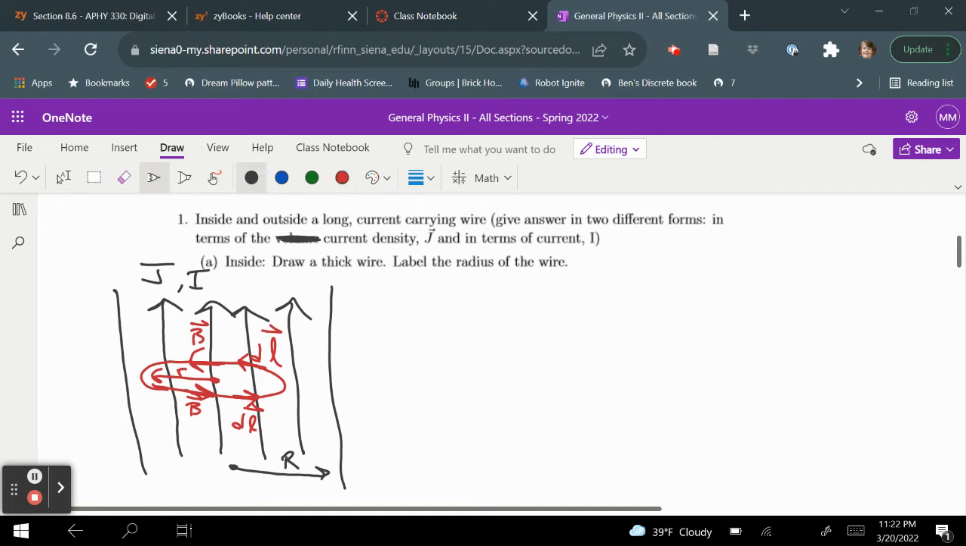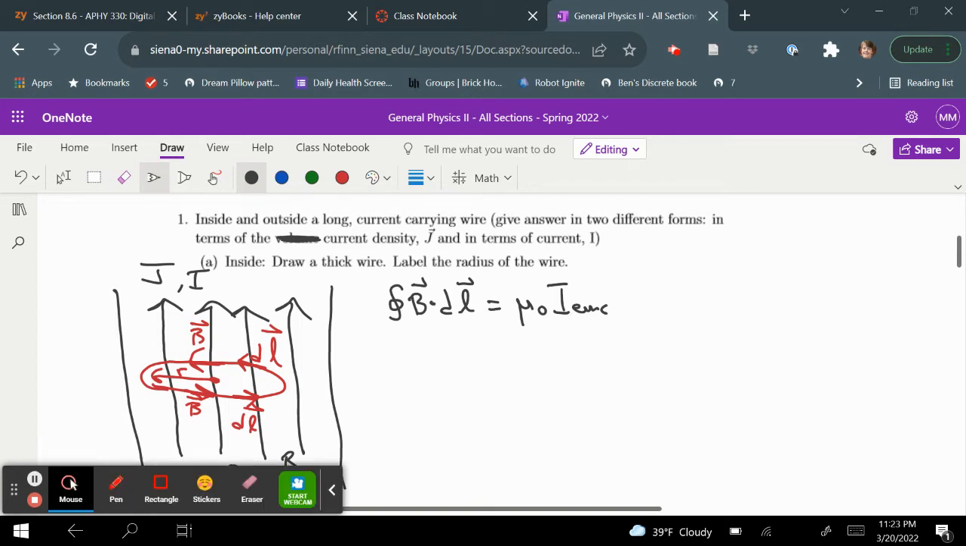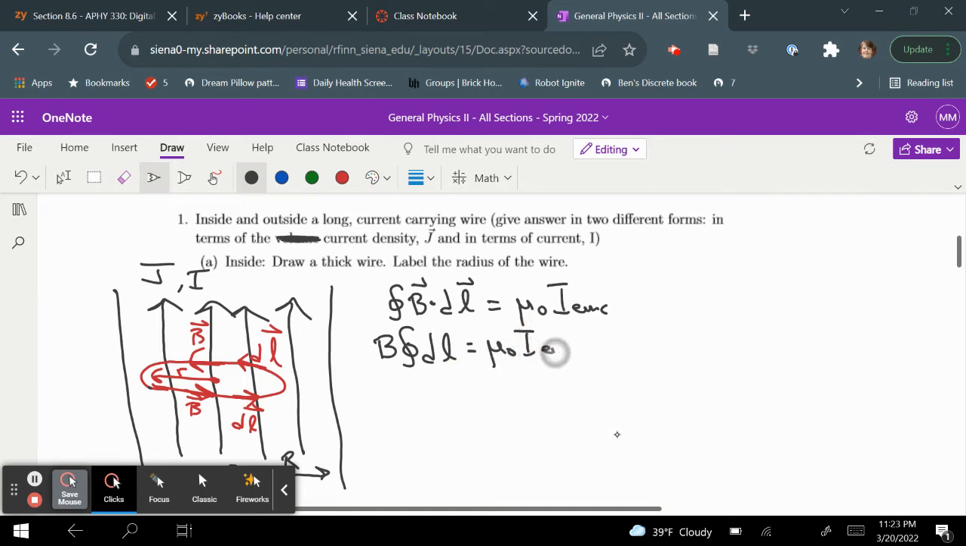And so I'm going to write out my equation. So I'm going to have the closed loop integral of B.dl. These are both vectors. This is a closed loop. And that's equal to mu naught I enclosed, meaning the current that's enclosed. And so I know all along my loop here, I have B, which is a constant. So I'm going to be able to pull a B out. And then I have dl, so I'm going to have the integral around a closed loop of dl, and that is equal to mu naught I enclosed. So my dl integral is just going to be 2 pi r, the circumference of this circle.